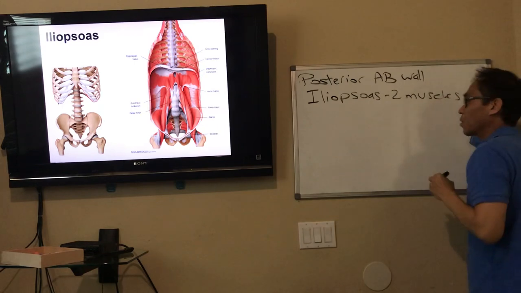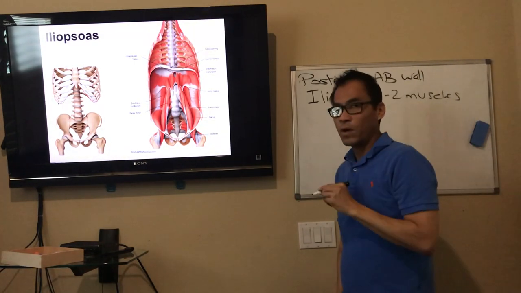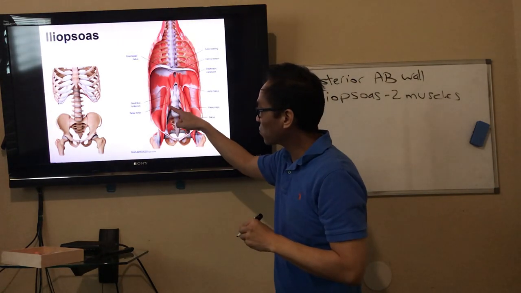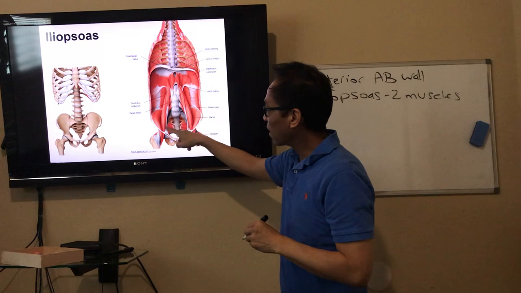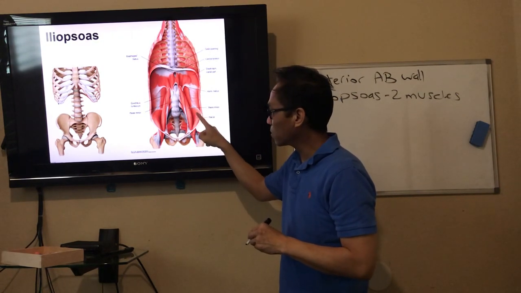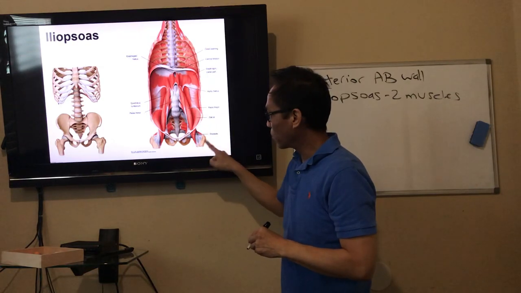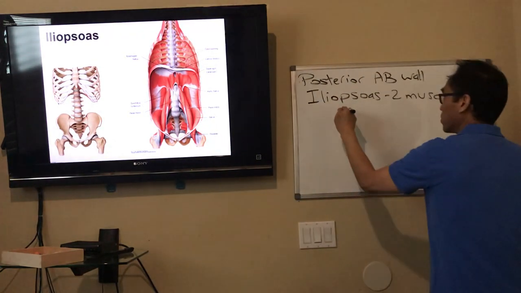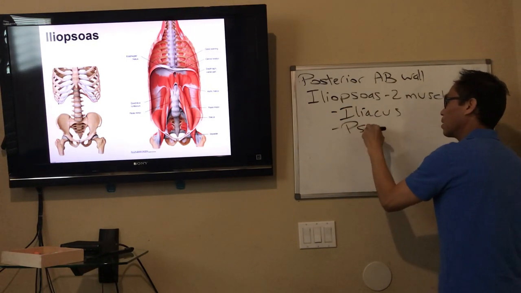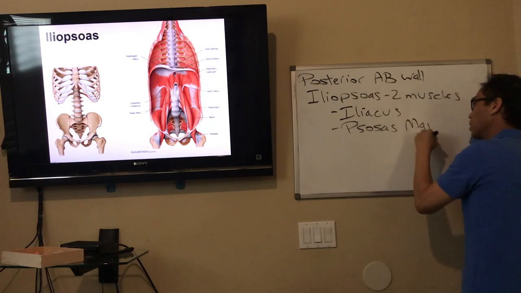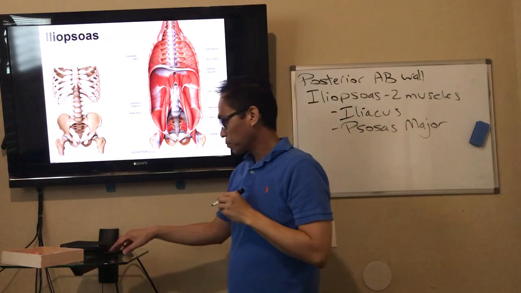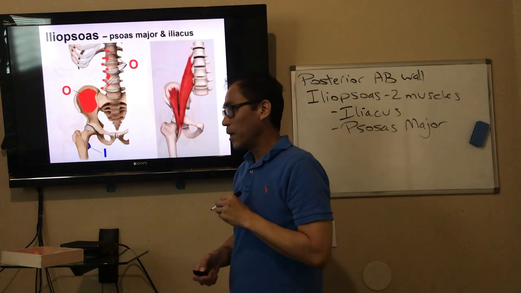So there are two muscles in here. One is the iliacus, the other is the psoas major. There's psoas major right there. There's a psoas minor as well, but psoas major is labeled on this side, and there's the iliacus muscle right there. These two muscles converge to form one muscle, the iliopsoas. So be able to identify iliacus as well as psoas major, the two muscles that comprise iliopsoas. We say that this muscle is your major hip flexor.